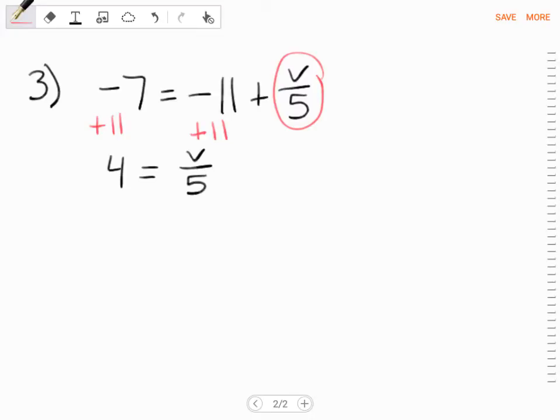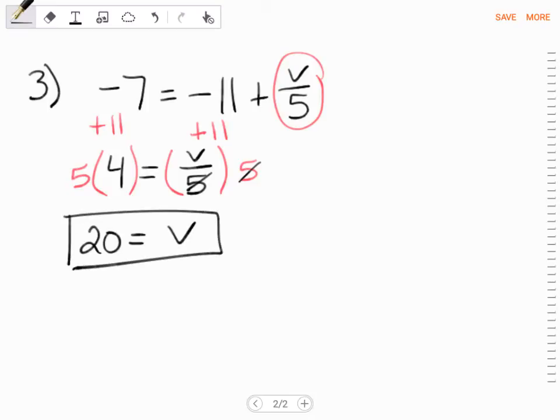To solve this part, I need to do the inverse operation. Notice that v is being divided by 5, so I'm going to have to multiply by 5. And if I multiply by the 5 on the right-hand side, I have to multiply by 5 on the left. So on the left, I have 5 times 4, which gives me 20. On the right-hand side, I have these 5s that cancel off, and I will be left with just v. So I get 20 equals v.